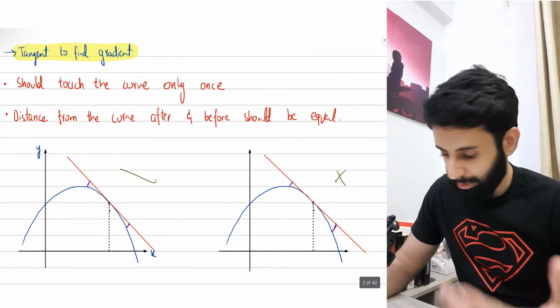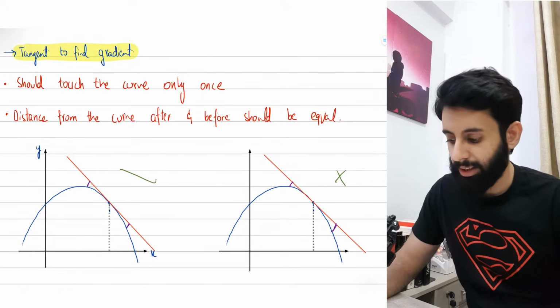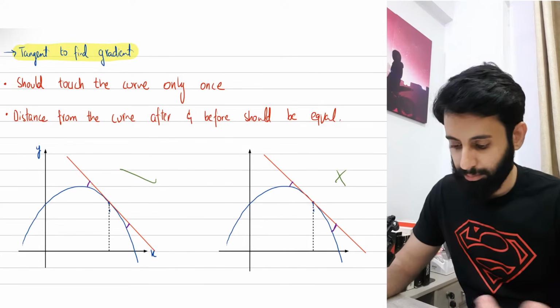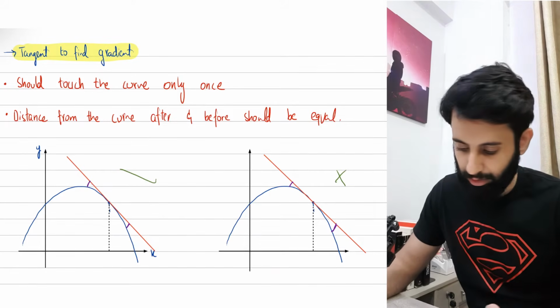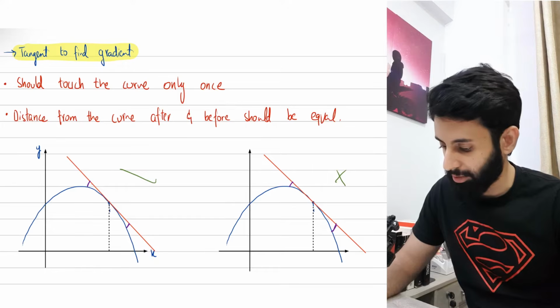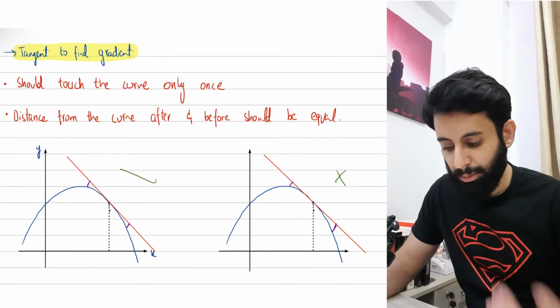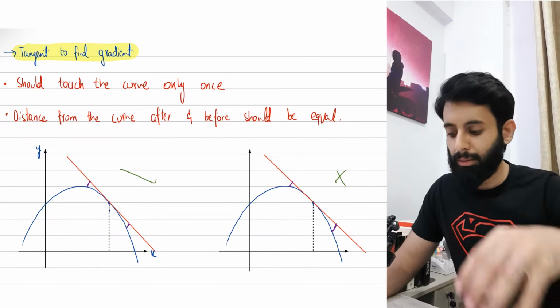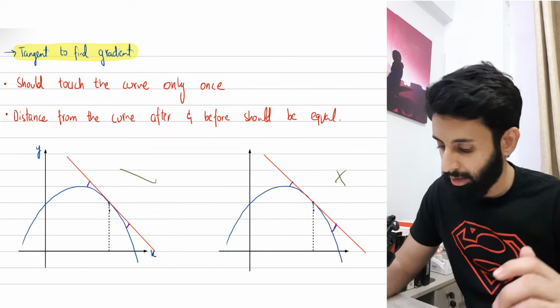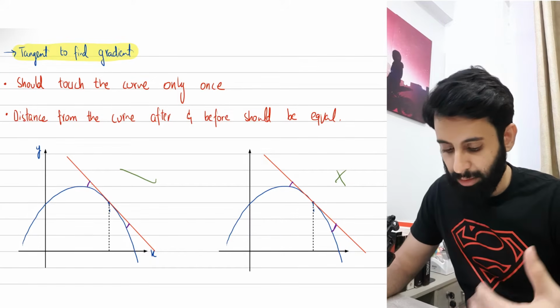And then there's a very important concept, which is how to find the gradient using a tangent. So again, I've written here the correct and the wrong way to do it, and a couple of instructions you need to follow. It should touch the curve only once, and it should touch it at the point where you're supposed to find the gradient. And the distance from the curve before and after should be equal.